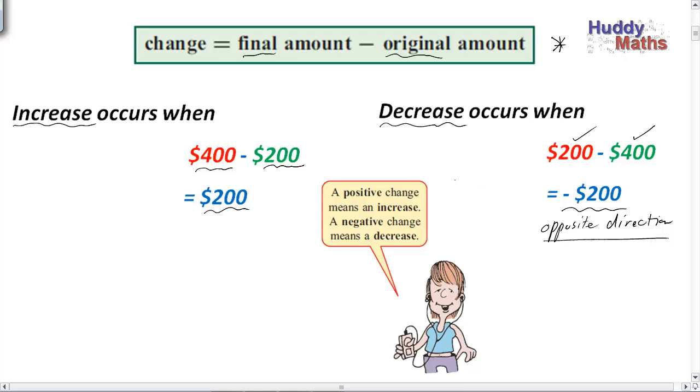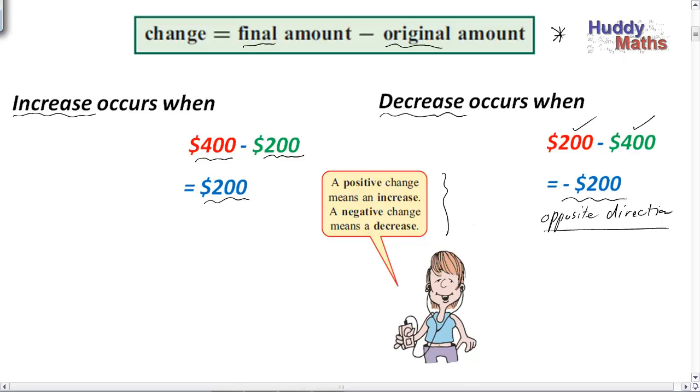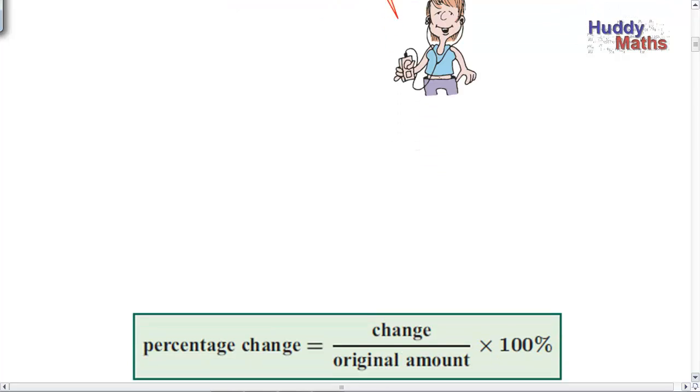So here's a little fella down here, all wired up. A positive change means an increase. A negative change means a decrease. Opposite direction. Maths is always very consistent. So once you've learned it and you've built it up, it won't let you down, mate. So let's see if we can do some with this and see what happens.